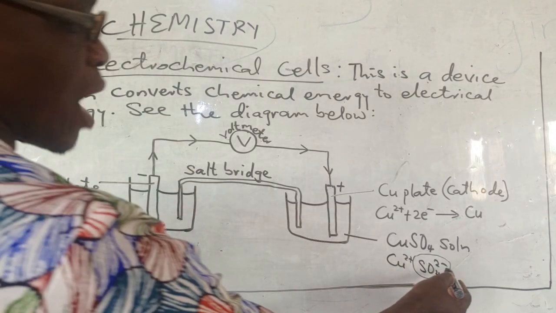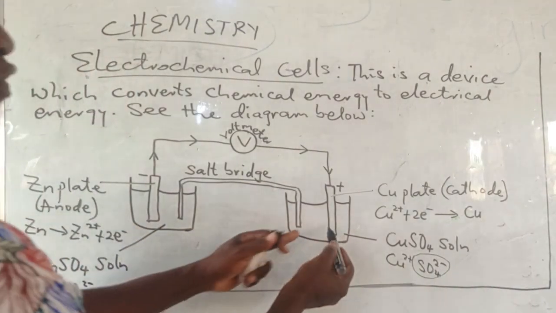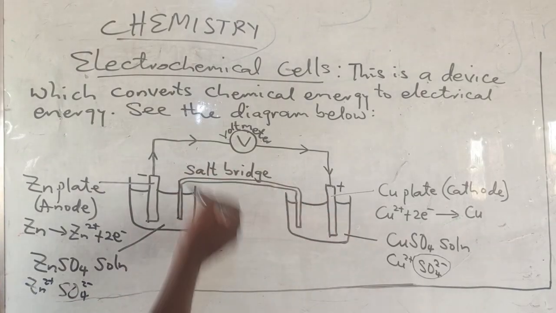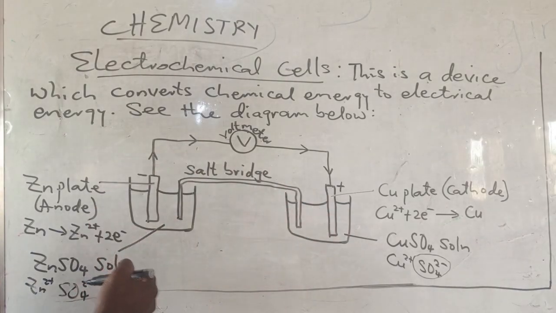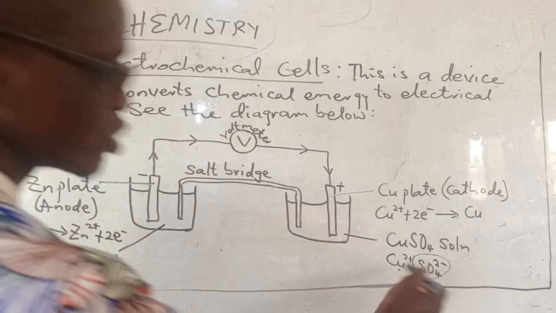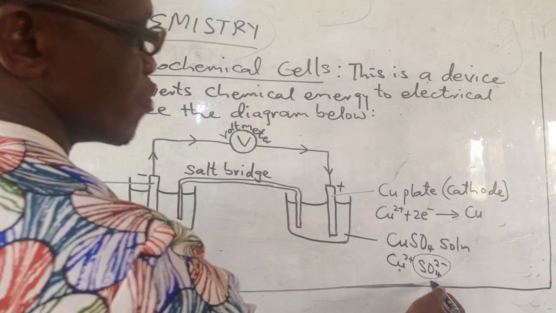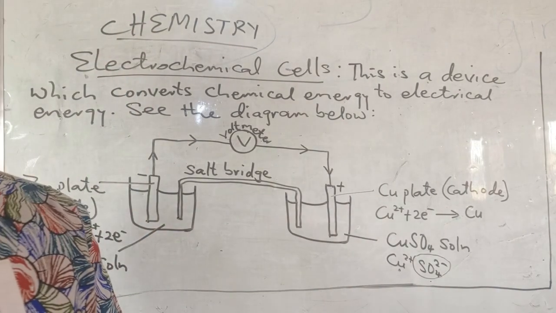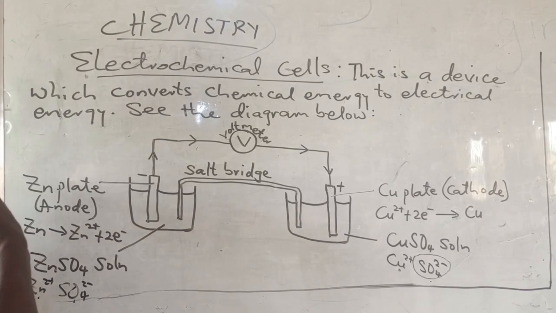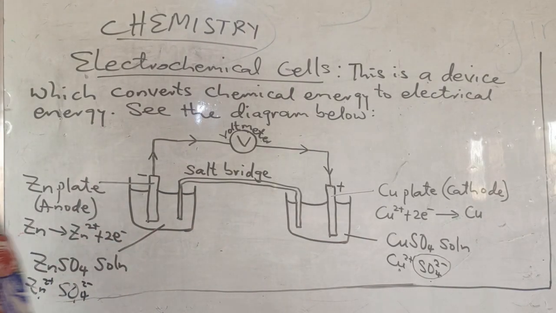So the anions can move from one half cell of the system to the other half cell of the system through the salt bridge, and not the cation, but anion can move. The side that has more will move to the side with fewer ones to balance the system. Good.